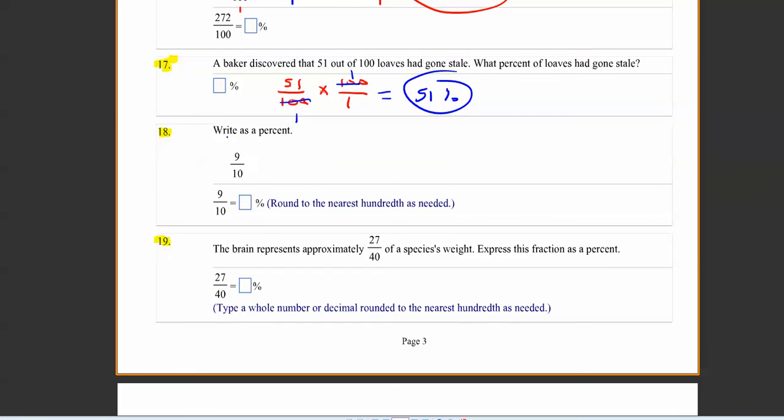Okay, same thing on number 18. To change a number into a percent, we're going to multiply it by 100. And since I'm working with a fraction, I'll multiply by 100 over 1. Now I like to simplify if I can before I multiply. And right here I know that 10 will go into 100. 10 will go into 10 once. 10 will go into 100 10 times. So I have 9 over 1 times 10 over 1, which is 90 over 1, or just 90%.